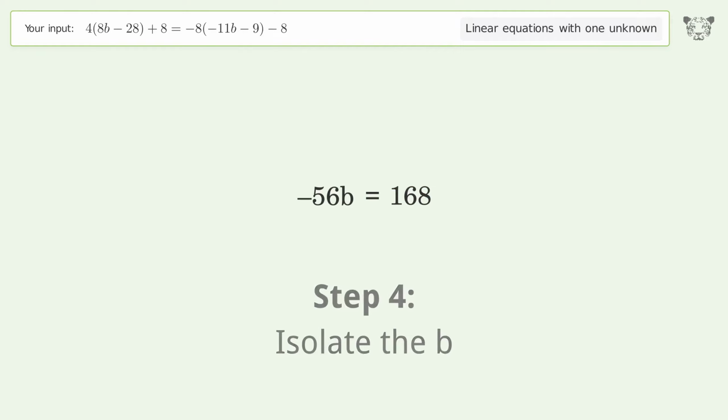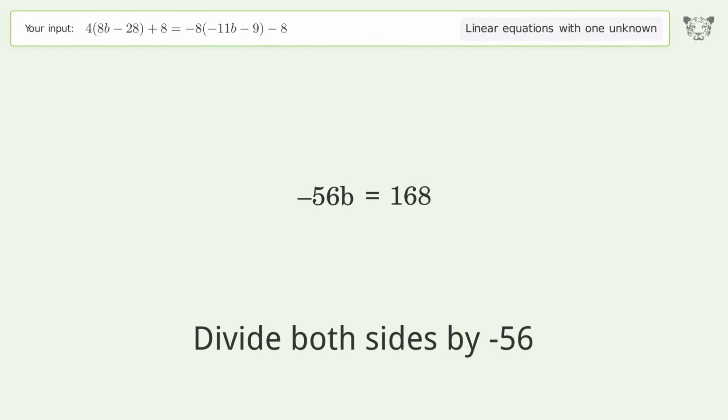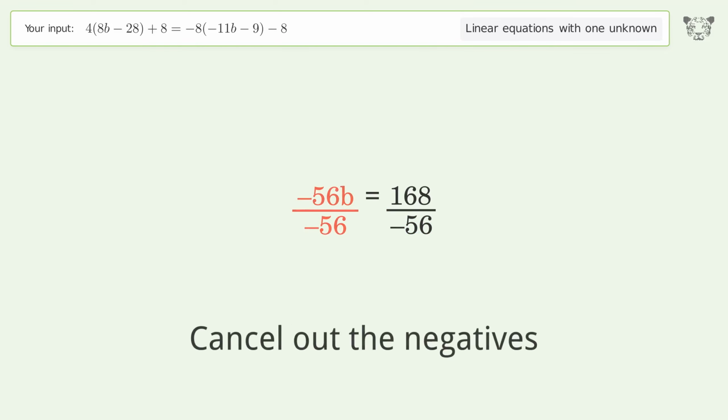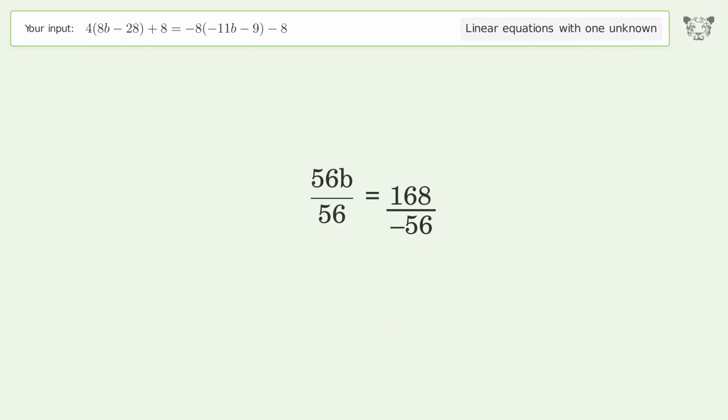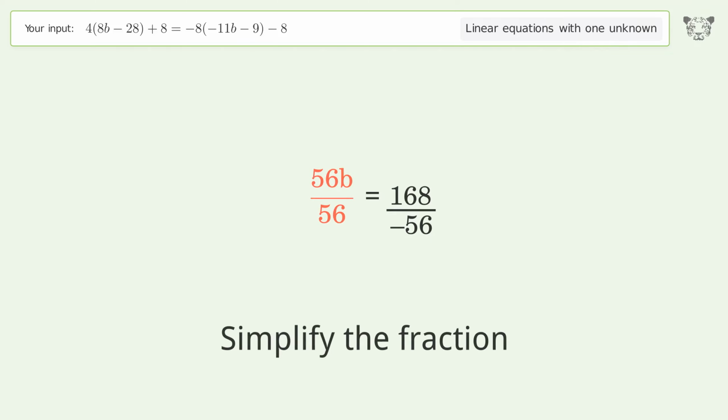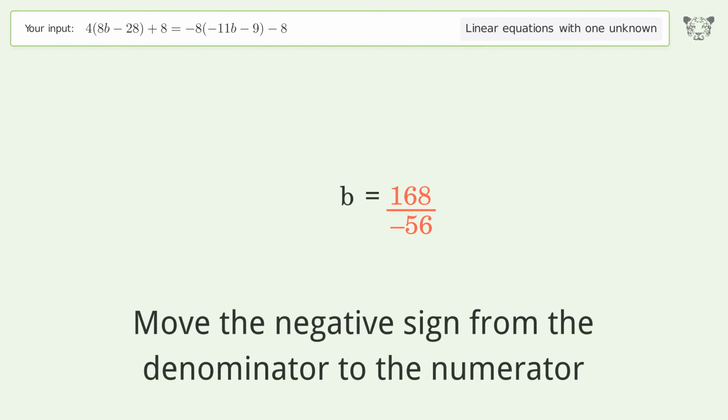Isolate the b. Divide both sides by -56. Cancel out the negatives. Simplify the fraction. Move the negative sign from the denominator to the numerator.